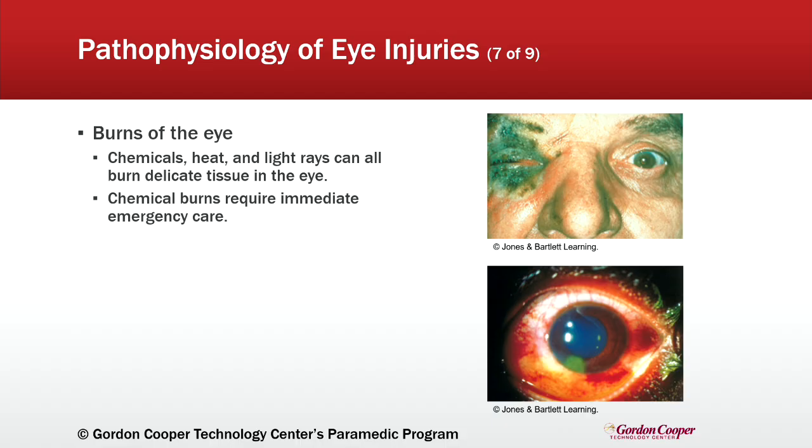Chemicals, heat, and light can burn the eye's delicate tissues and the surrounding structures, often causing permanent damage. Chemical burns require immediate emergency care and are usually caused by acid or alkali solutions. A patient will typically have vision loss and may show evidence of facial skin burns. An acid burn can cause immediate damage to the corneal epithelium and make the cornea appear white or opaque in color. Alkali burns are even more dangerous because they can rapidly pass into the anterior chamber of the eye and damage the iris.